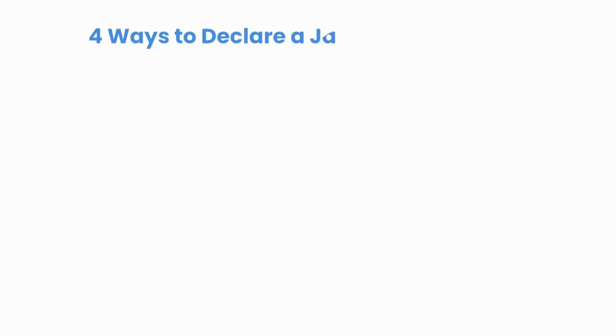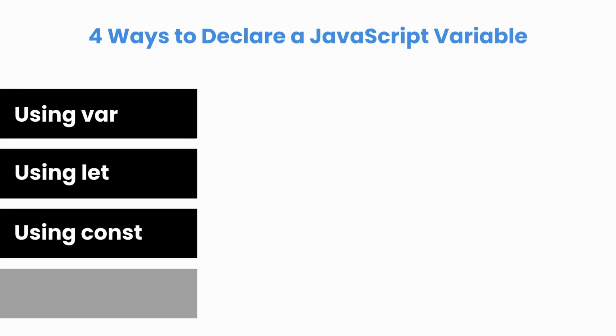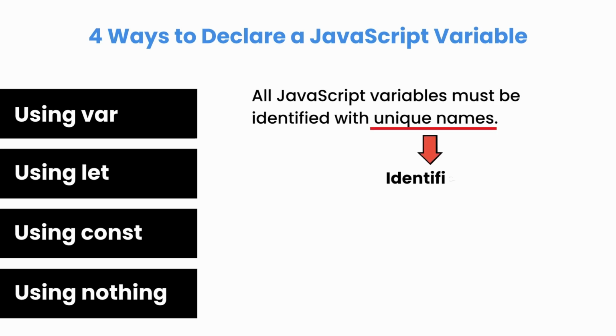Four ways to declare a JavaScript variable. Using var. Using let. Using const. All JavaScript variables must be identified with unique names. These unique names are called identifiers.